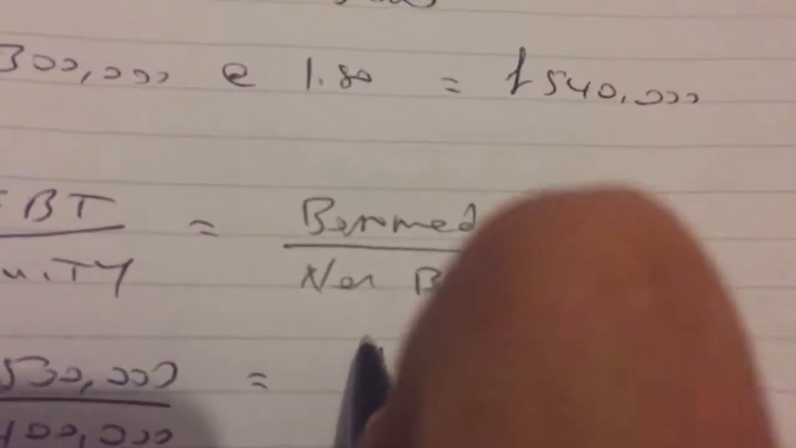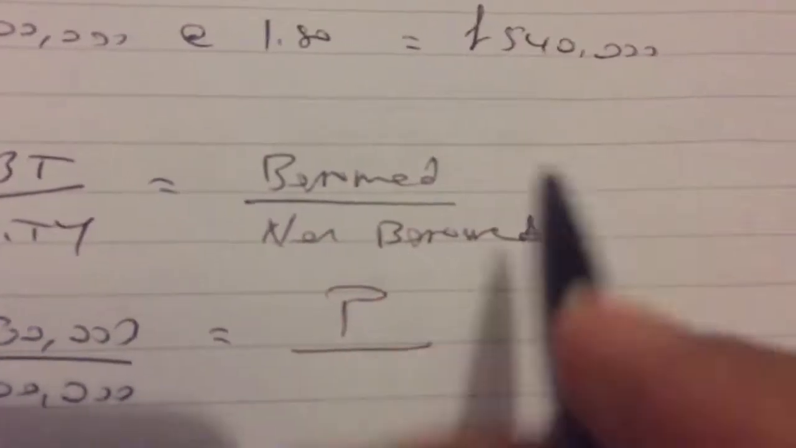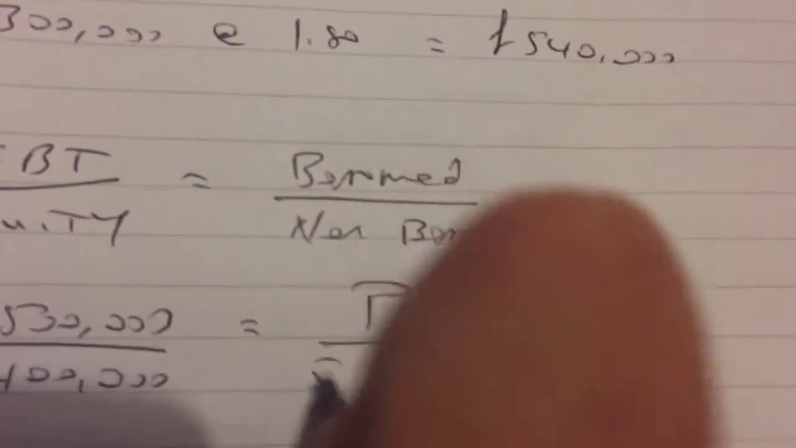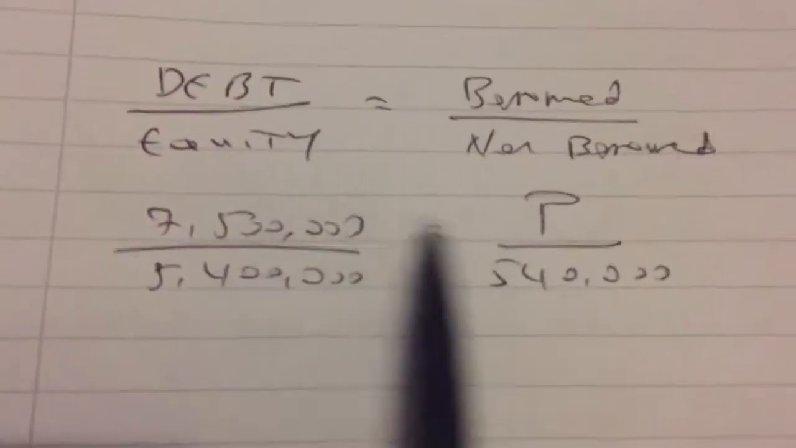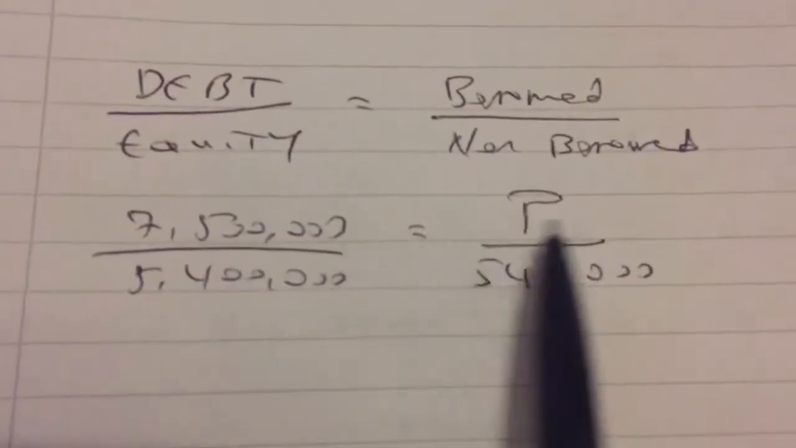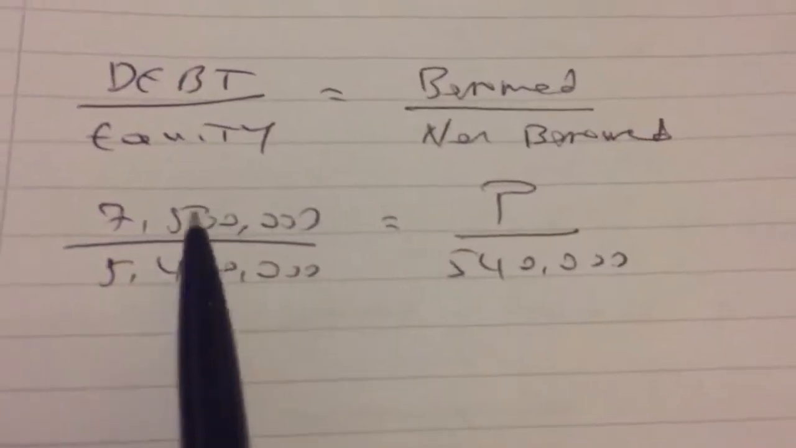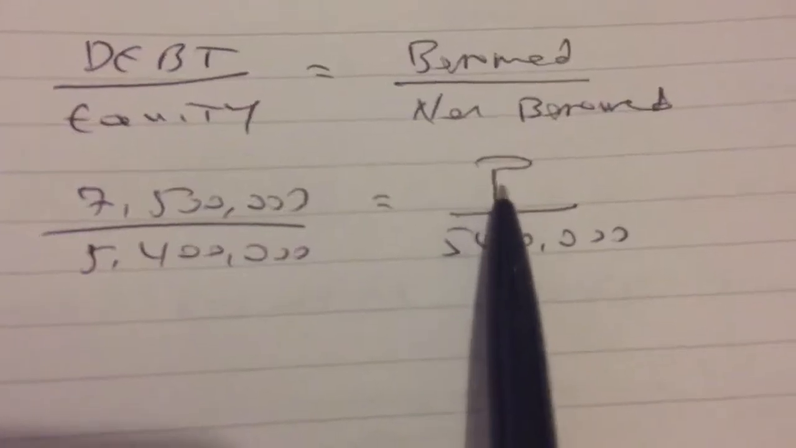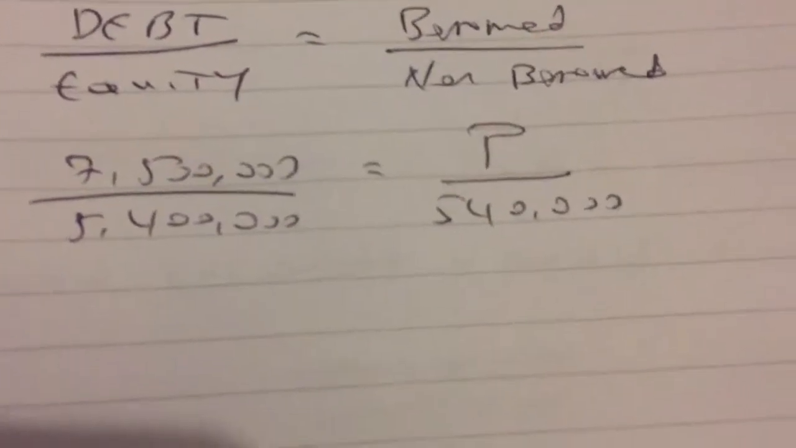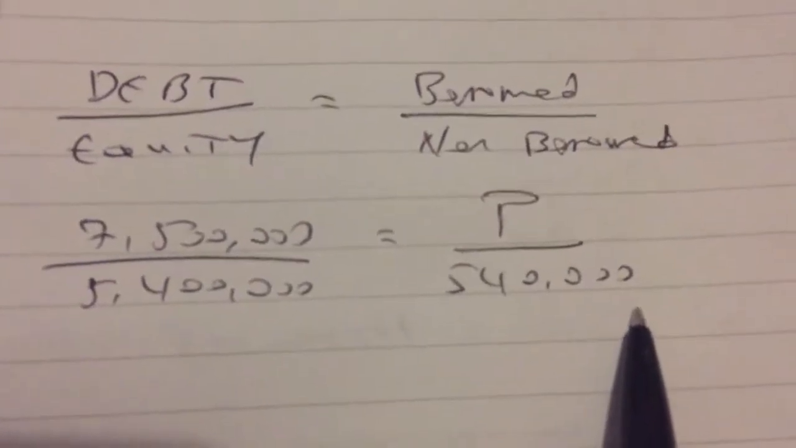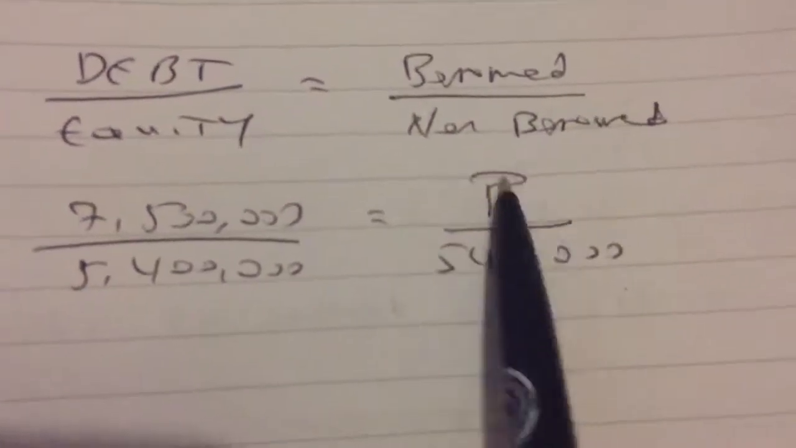We're looking for how much he's borrowed, so that's unknown. Call it P. Non-borrowed we already know: it's 540,000, the money from selling the share capital. Just by looking at the formula, because there's a 10% change, you can tell that 5,400,000 to 540k means this is going to be 750k. We have our debt, our equity, and our non-borrowed of 540k, and P is the unknown.